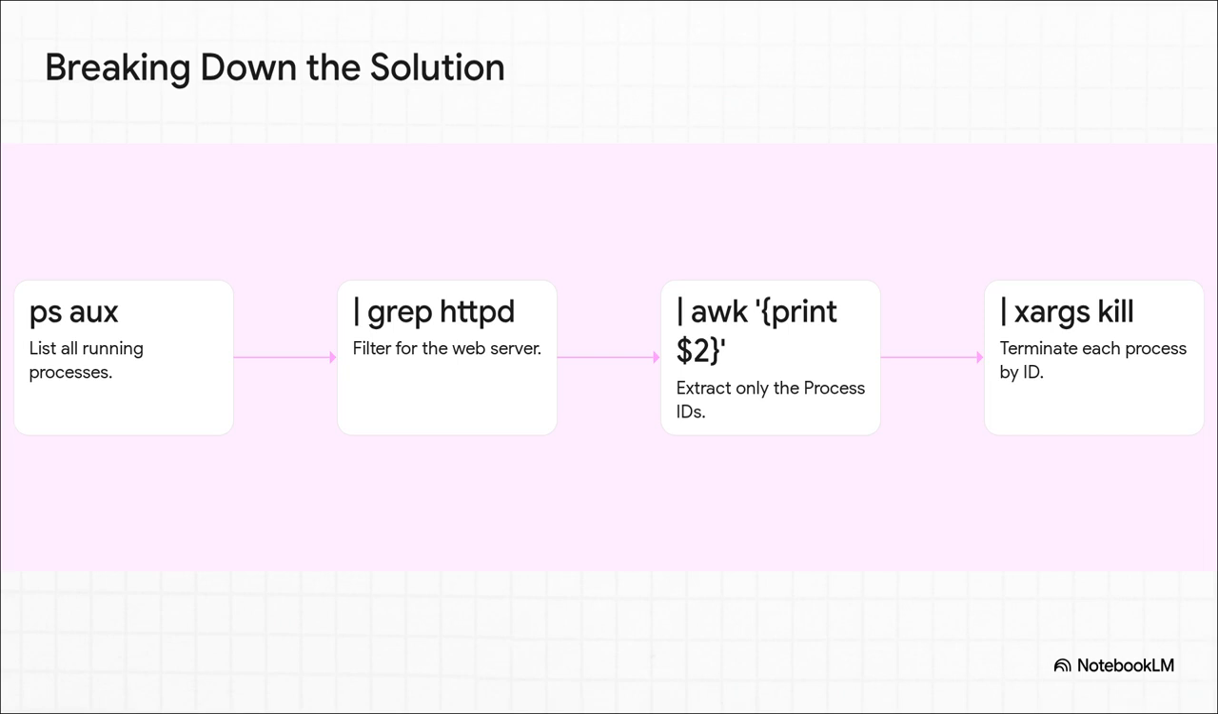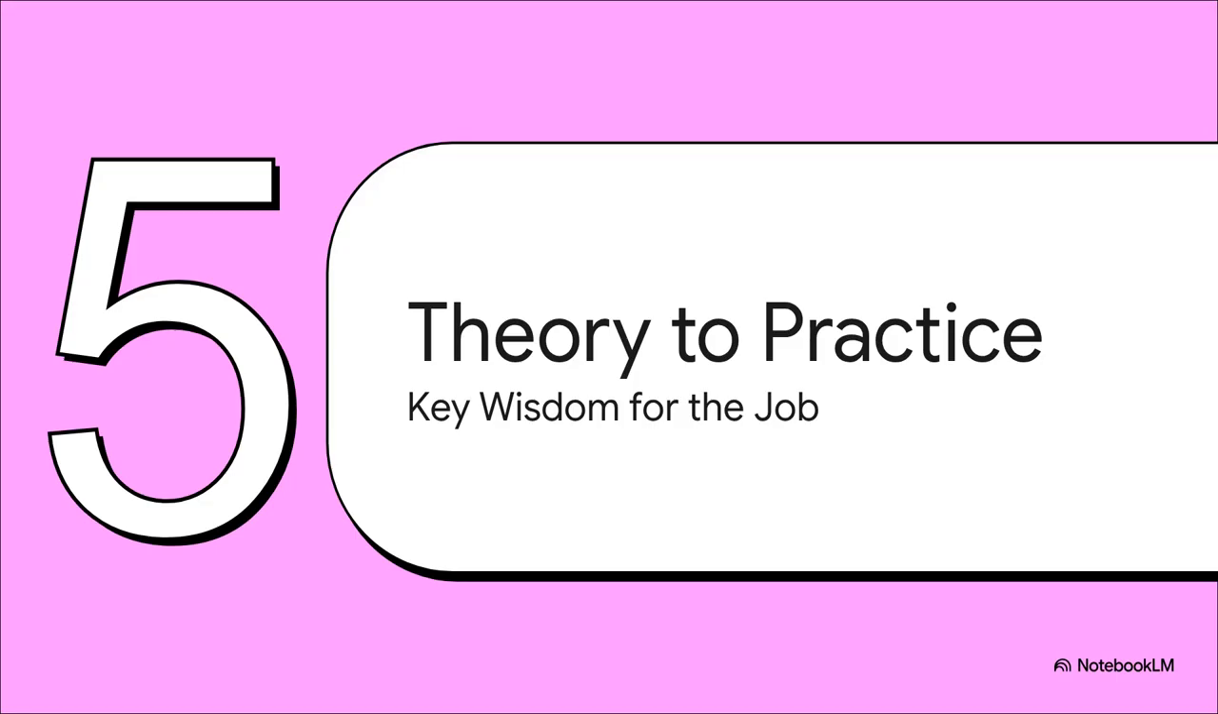And finally, we pipe that clean list of numbers into xargs kill. Xargs is a command builder. It takes that list of IDs and runs the kill command for each and every one. And there you have it, your elegant one-line solution. You see how that interview question perfectly connected the theory with the practice? That's what it's all about.